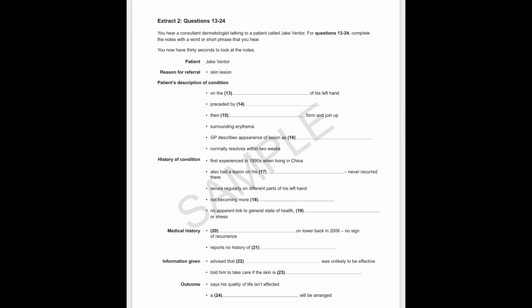Jake Ventor? Please come in and take a seat. Thanks. OK, now I understand from your GP that you've got a problem with your hand? Yes, I went to see her a couple of weeks ago because of a sore on my left hand. I've had it for years, but not all the while. You know, it appears, then it gets better, then it comes back. It's here on the palm. It's almost gone now. But she wasn't sure what it was, so she said I'd better see a dermatologist. She took a photo. Did you get that?